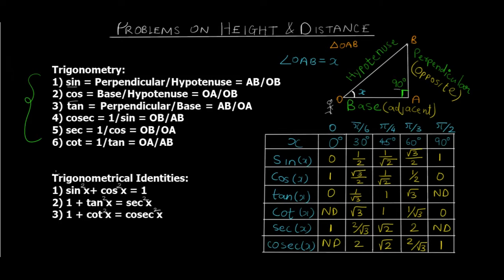Lastly, we also have three identities. These are three equations which again have big derivations, which you can later check out in your mathematics books, but right now we just need to remember them as they are. The first one is sine square of x plus cos square of x is equal to 1. The second one is 1 plus tan square x is equal to sec square x. And the third one is 1 plus cot square x is equal to cosec square x.